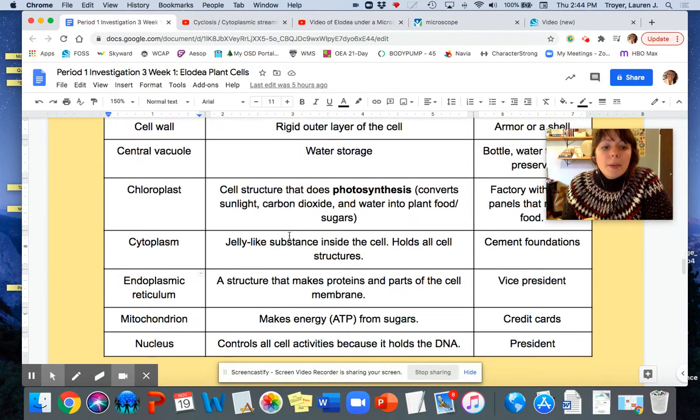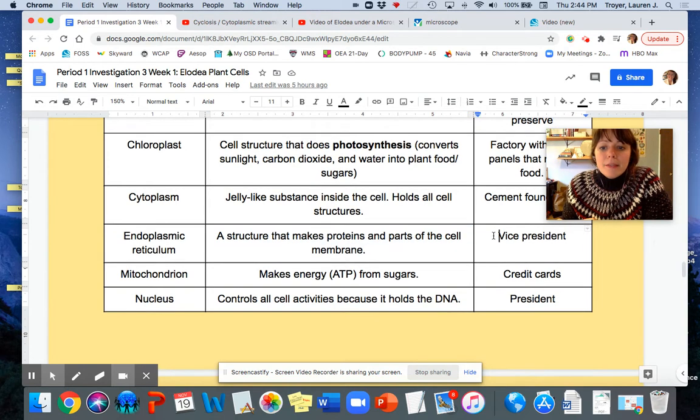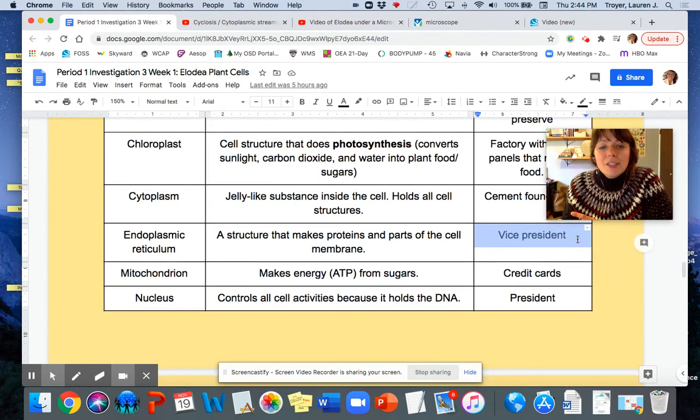So we said a structure that makes proteins and parts of the cell membrane. And we said vice president. But there's a lot of analogies that other people had for this, which I thought were super great. Construction workers. They're building stuff, right? They're building proteins. They're building parts of the cell membrane all over the city. So either one of those things works.